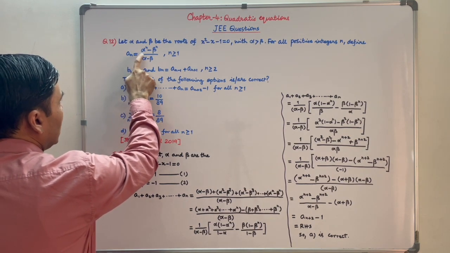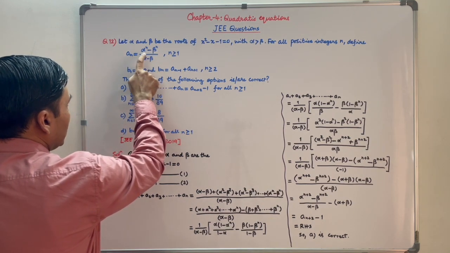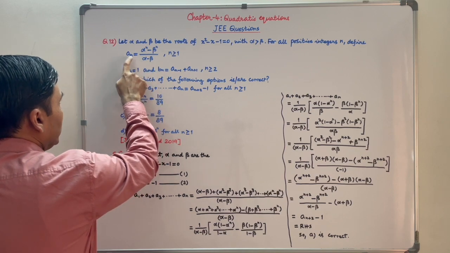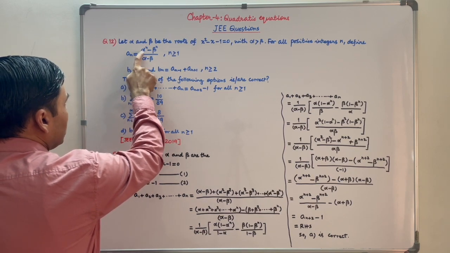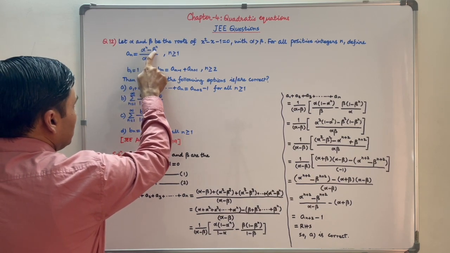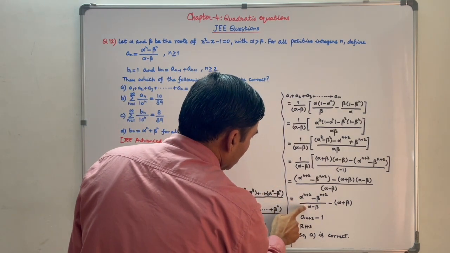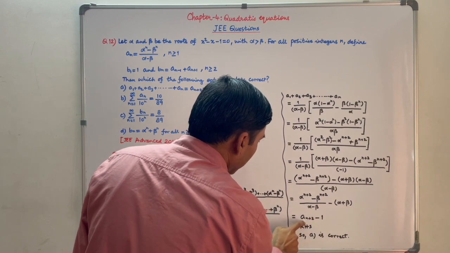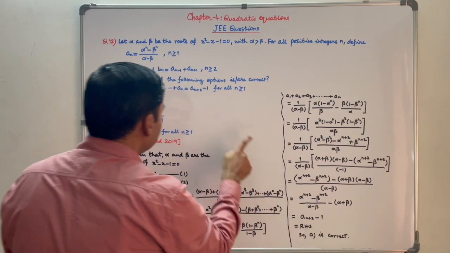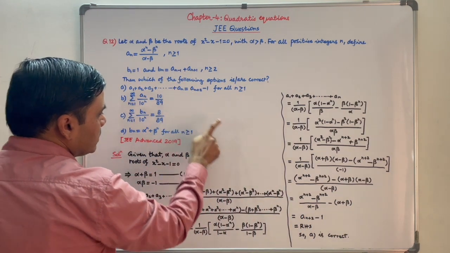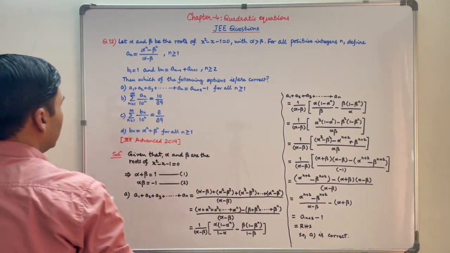a n is equal to (alpha to the power n minus beta to the power n) upon (alpha minus beta). So a(n+2) is equal to (alpha to the power n plus 2 minus beta to the power n plus 2) upon (alpha minus beta), which is the same. So this can be simplified as a(n+2) minus 1, which is the right hand side. So statement A is correct.